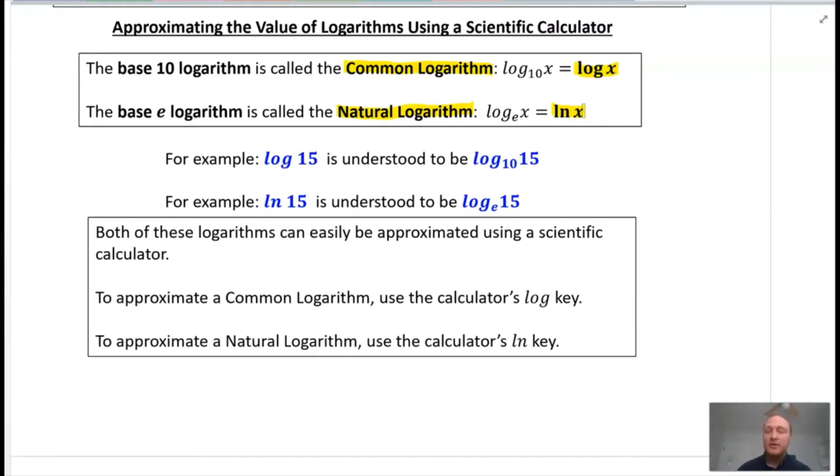Both of these can be evaluated in a calculator, and it's very important to differentiate between these two functions because the log of 15 is different from the natural log of 15. In order to use these, we'll use the log key for common log, and we'll use the ln key for natural log. Very straightforward, right?